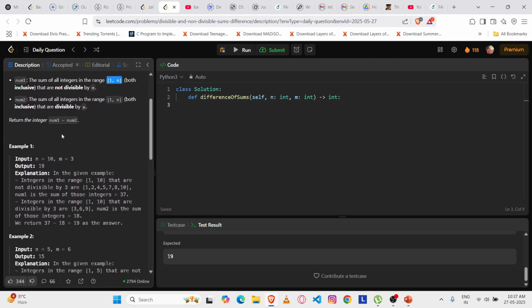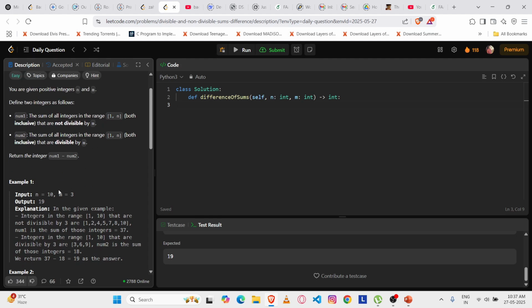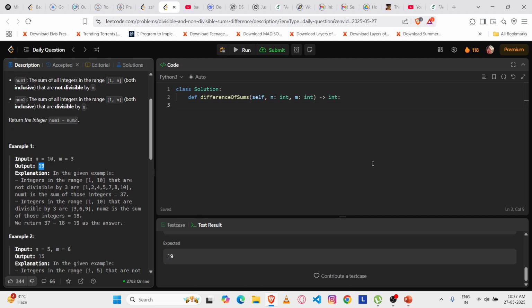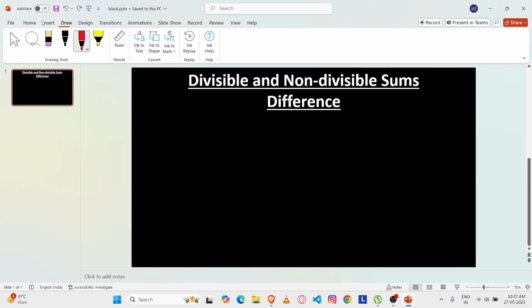We are given a range 1 to n, where n is the input given in the question, and we check the divisibility by m. So m is the divisibility factor that we have to check for this range, whether each number is divisible or not. We get the divisible sum and then the non-divisible sum, and then we subtract one from the other and get the value. Now let's understand this question very easily.